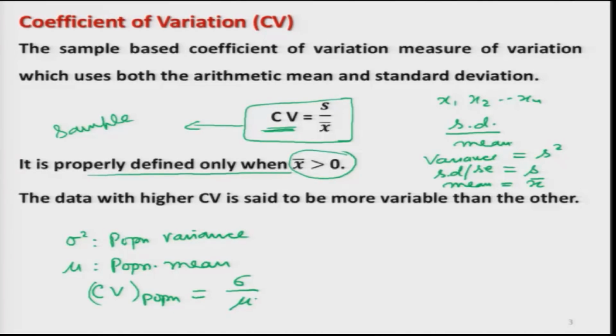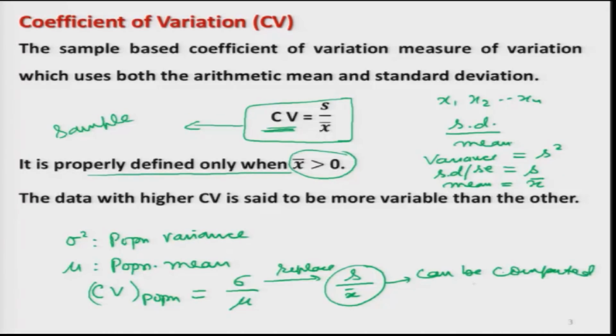But since we do not know the value of sigma or mu, we try to replace them by S for sigma and x bar for mu. So, this gives us the sample based definition of the coefficient of variation, which can be computed using the data x1, x2, xn.